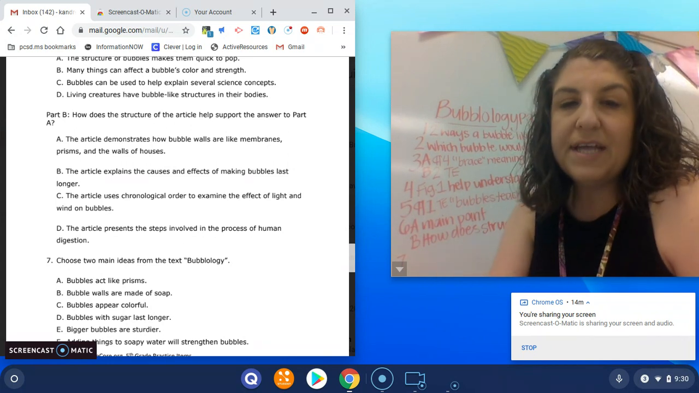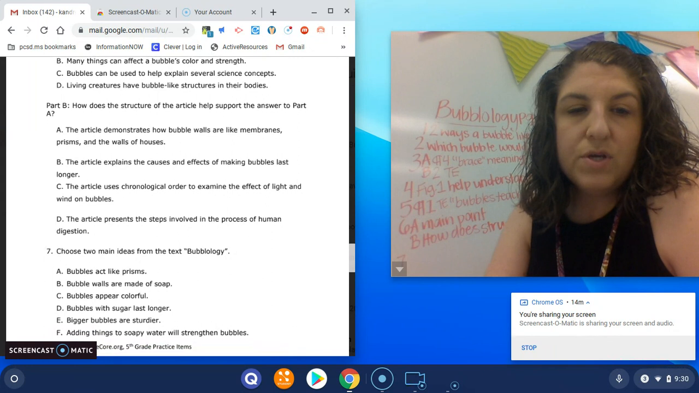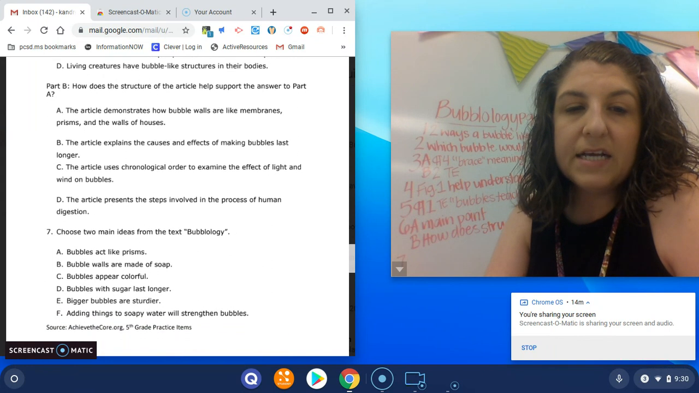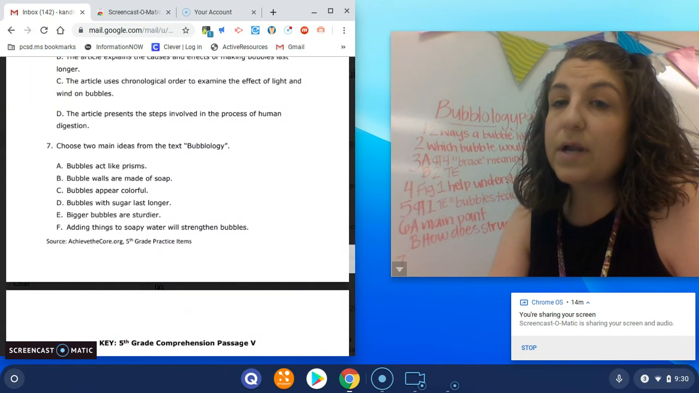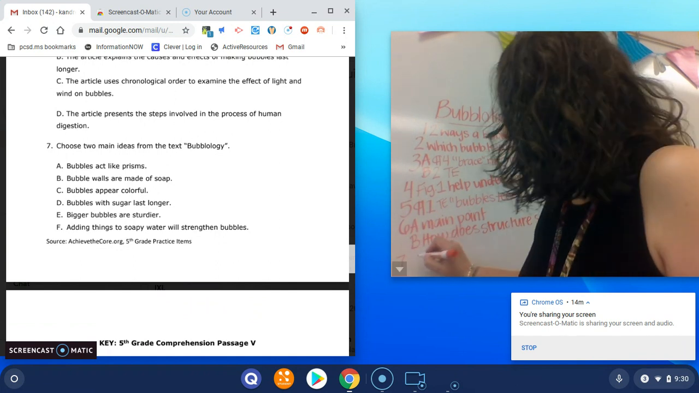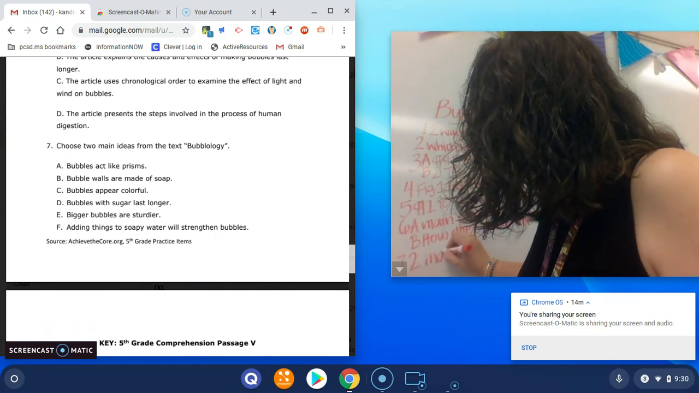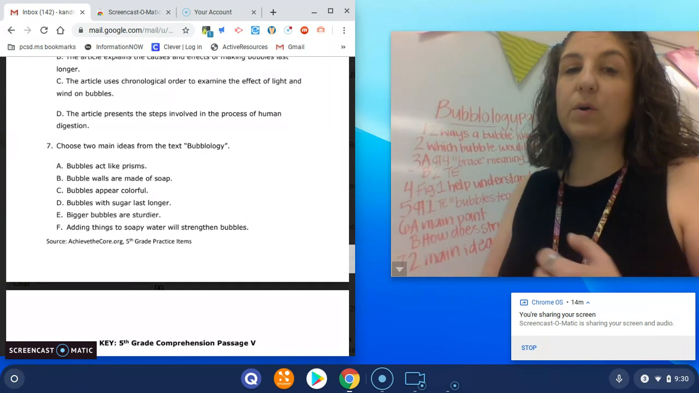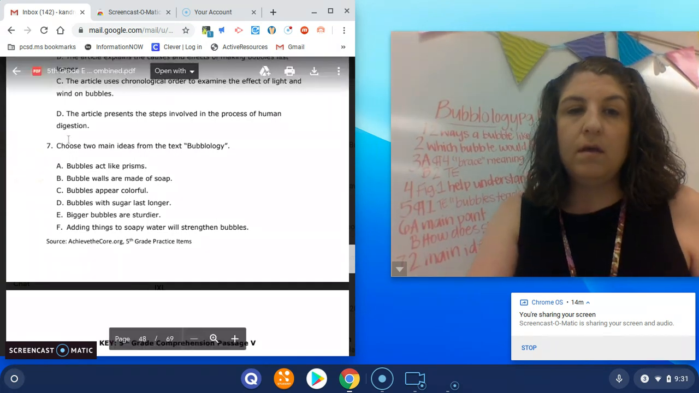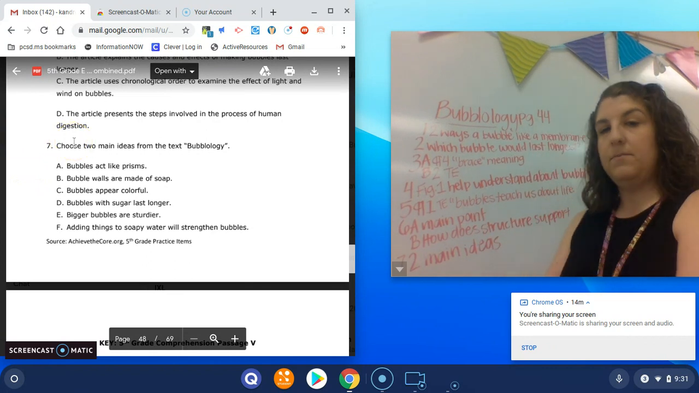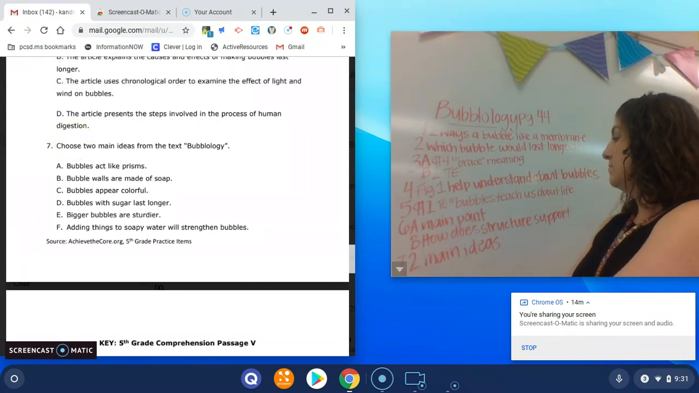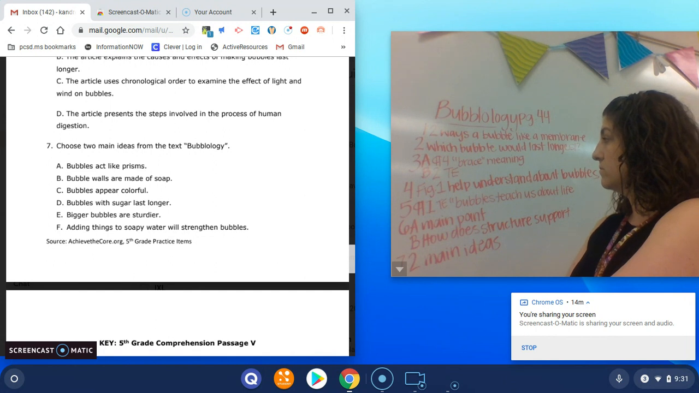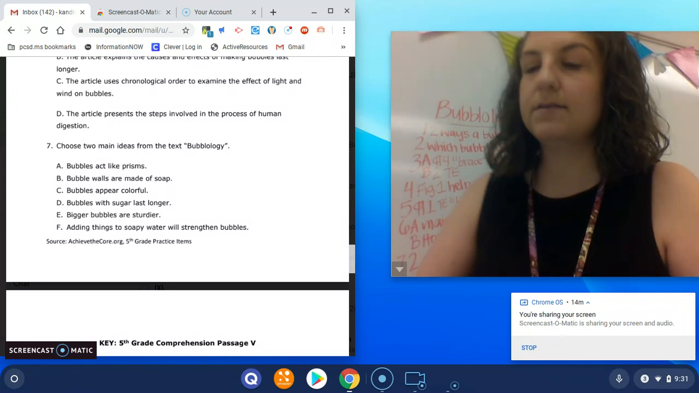And then number 7. Choose 2 main ideas from the text Bubbleology. So we're not just looking for one, we're looking for 2 main ideas here. What 2 main points is this article trying to make? I'm going to give y'all a chance to look at these again. And then we're going to read the text.